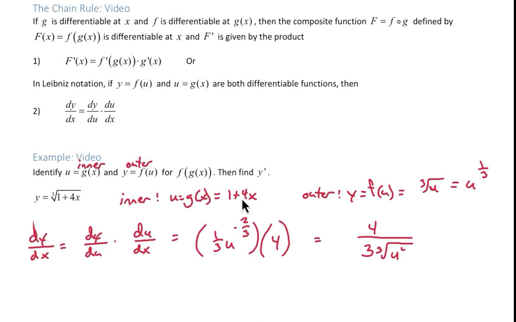And then we just need to replace what u is. We have 4 over 3 cubed root. U, we said earlier, is 1 plus 4x. And we have found y prime, or dy dx.